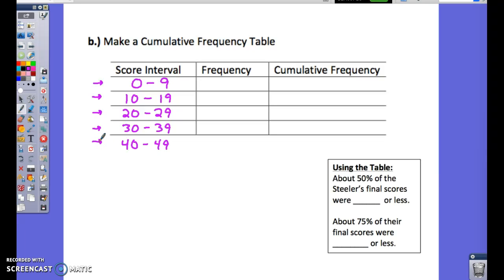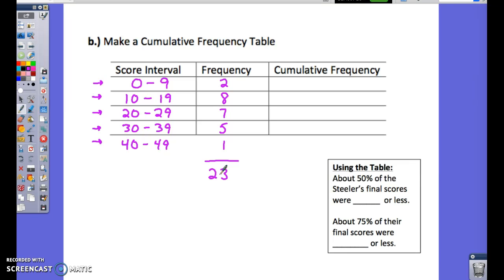And as far as the frequency goes, you'll have to go back and look at your actual stem and leaf plot that we created. Twice we had data values ranging from 0 to 9. That's when the Steelers scored 3 points and 6 points. On 8 occasions, they scored between 10 and 19, 7 occasions between 20 and 29, 5 occasions between 30 and 39, and the one time they scored 45 points. And a nice little check here is if you add up all those values, that should be equal to the number of data values you have.